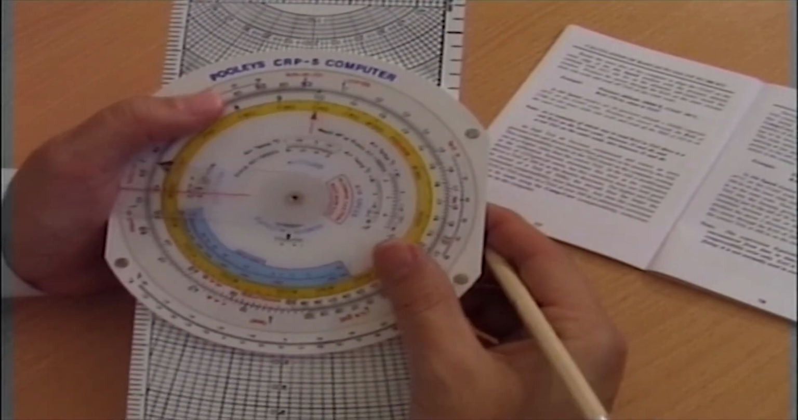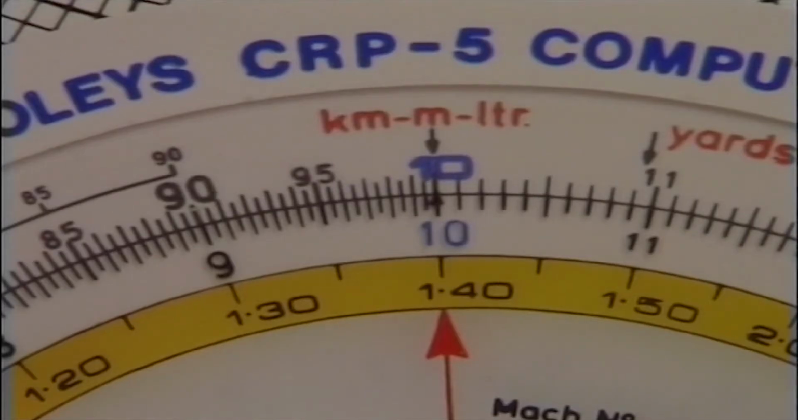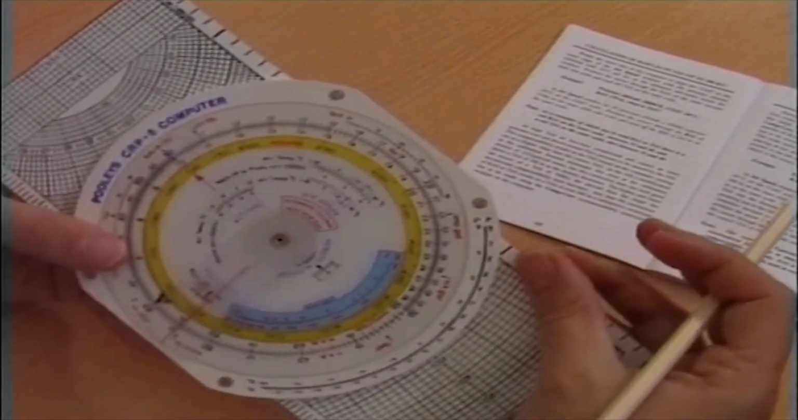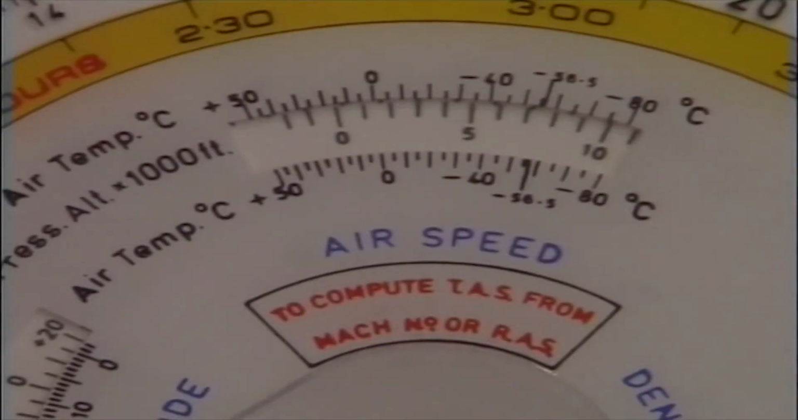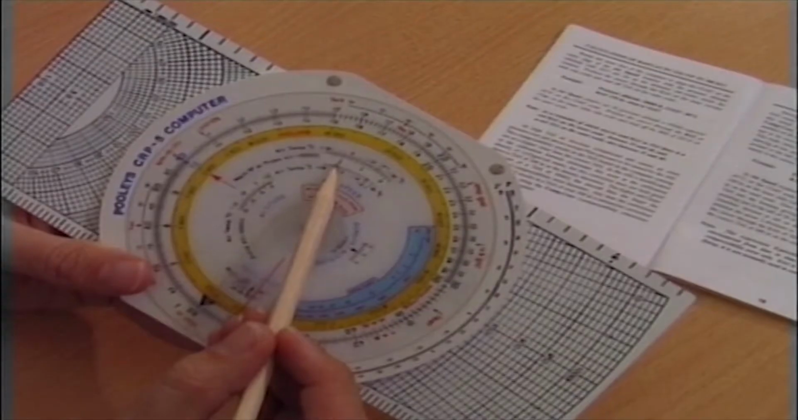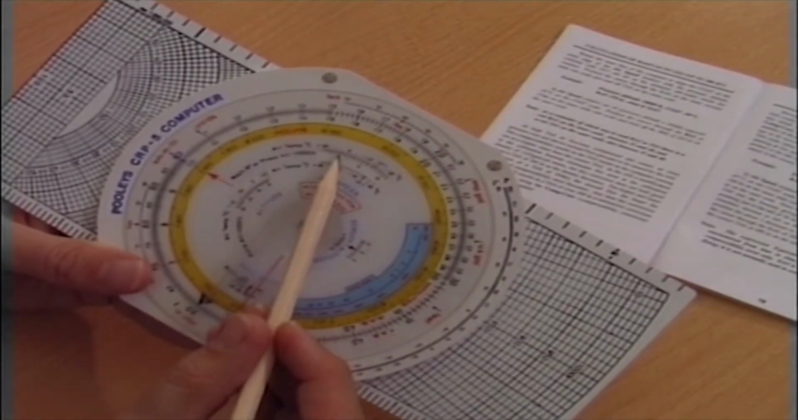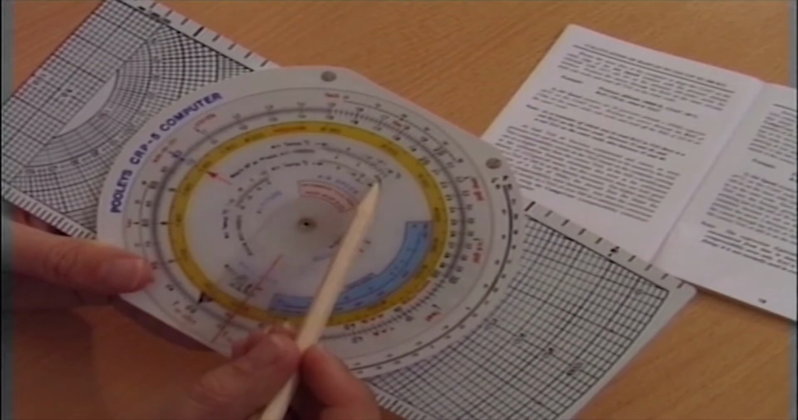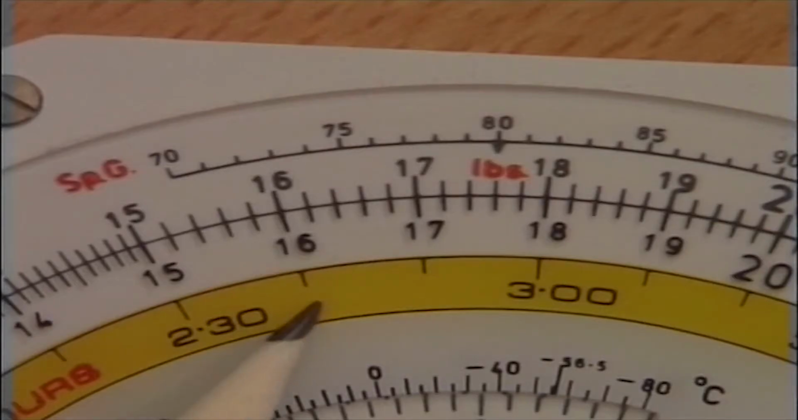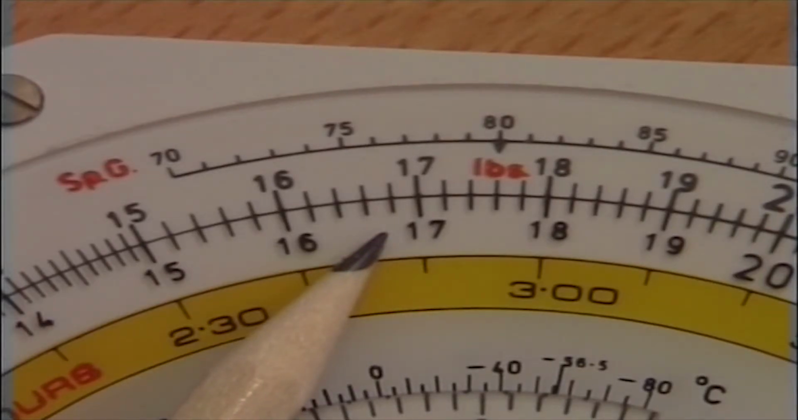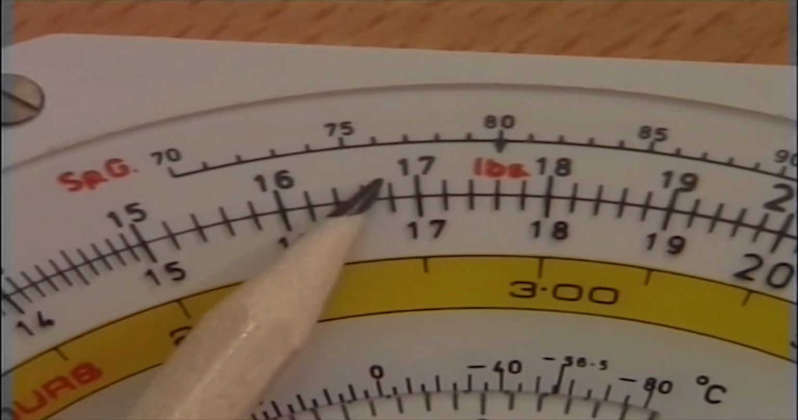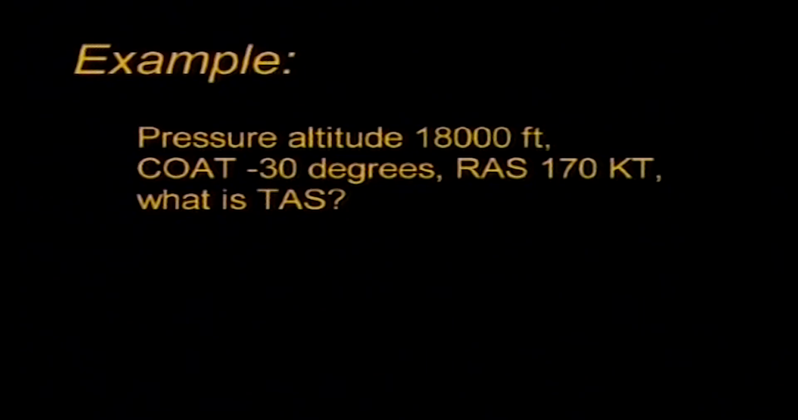If you line up the 10 with the 10, an ISO atmosphere is created on the CRP-5, and in the airspeed window, a pressure altitude of 0 feet will line up with plus 15 degrees Celsius. It may be seen that rectified airspeed on the inner scale, for example 170 knots, is the same as true airspeed on the outer scale.